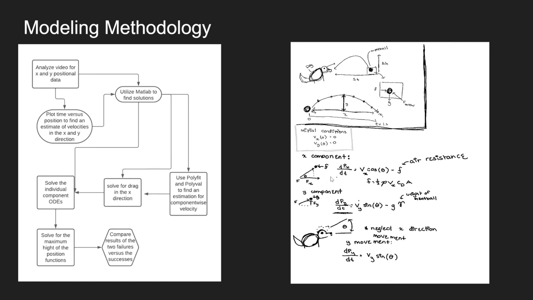And so if we can find the positional X and Y velocities, we can utilize those in order to solve this positional ODE, and thus be able to track whatever the object is in space. And so we utilized MATLAB in order to first find the component-wise velocities, and then we solved for drag in the X direction. And then we plugged all of those values in to solve for the individual component ODEs. And then we found items like the maximum height and other variables that we found important to the dog's success.